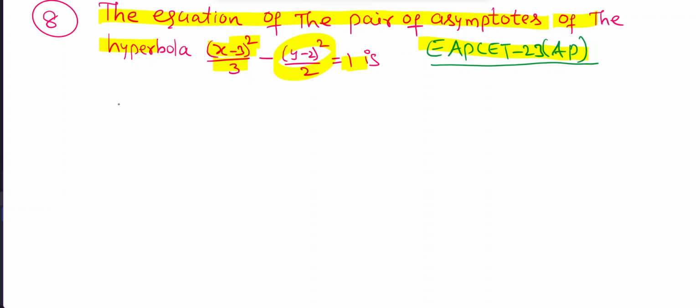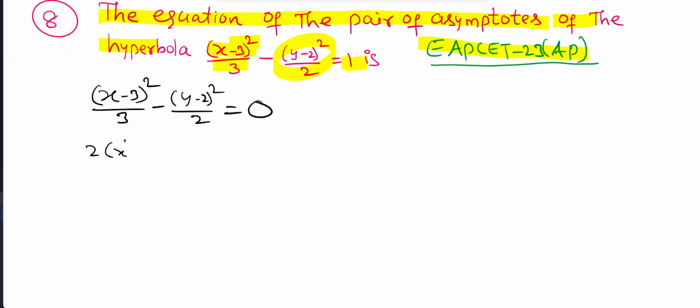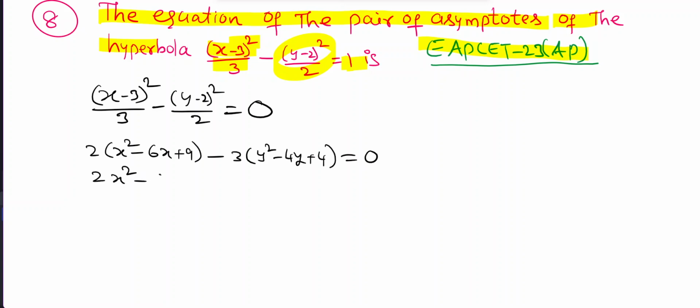Here 1 is given, so the pair of asymptotes equation is (x minus 3) whole square by 3 minus (y minus 2) whole square by 2 is equal to 0. Now take LCM: 2 into (x minus 3) whole square, x square minus 6x plus 9, minus 3 into (y minus 2) whole square, y square minus 4y plus 4, is equal to 0. Multiplying, this is 2x square minus 12x plus 18 minus 3y square plus 12y minus 12 is equal to 0.